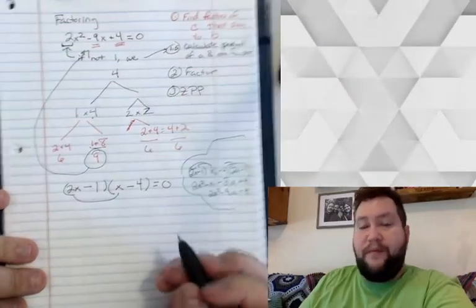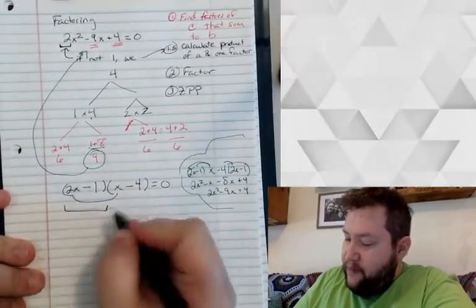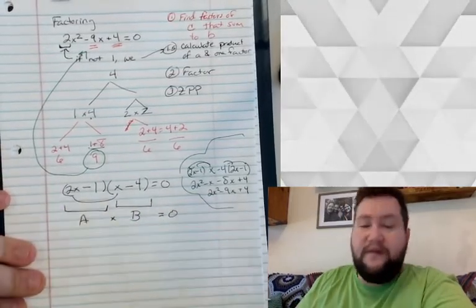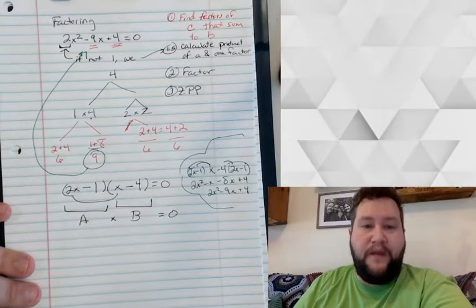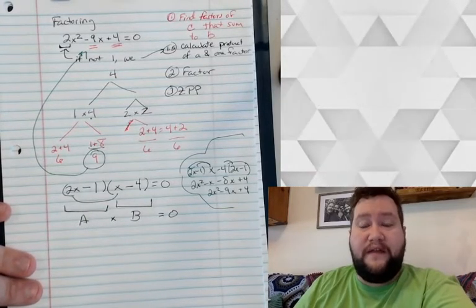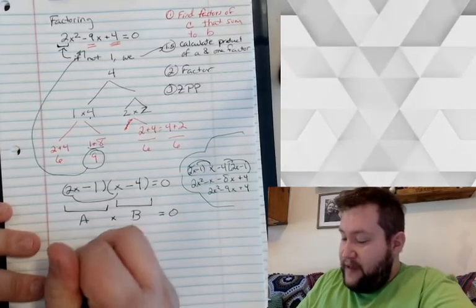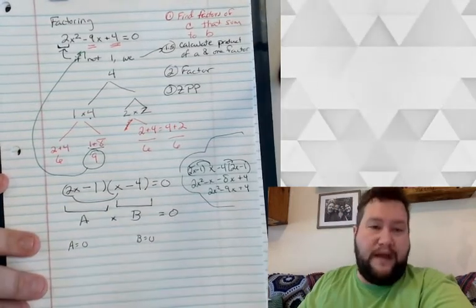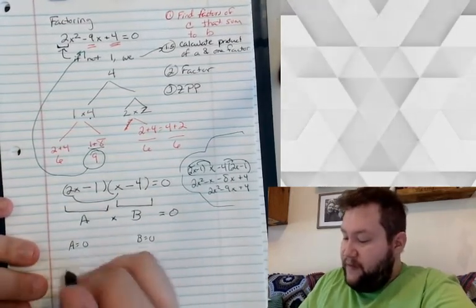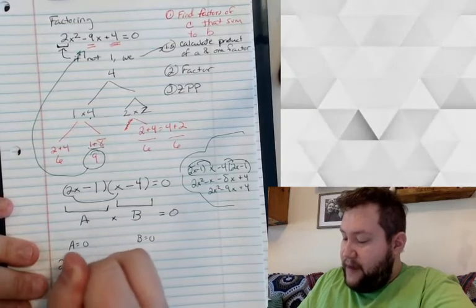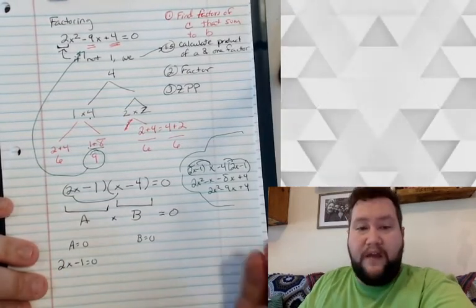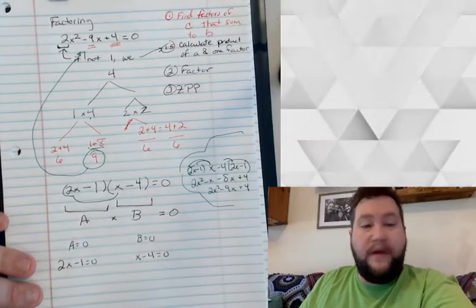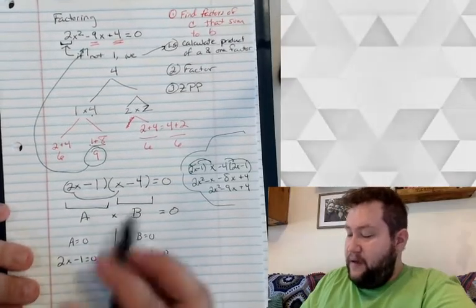Zero product principle. We have one expression and another that equal 0 in product. So the zero product principle tells us that for this to be true, we either need a equals 0 or b equals 0, or they could both end up being 0. So if a was equal to 0, what we have is 2x minus 1 equal to 0. And if b equals 0, we have x minus 4 equal to 0. And so now we can solve each of these on their own.